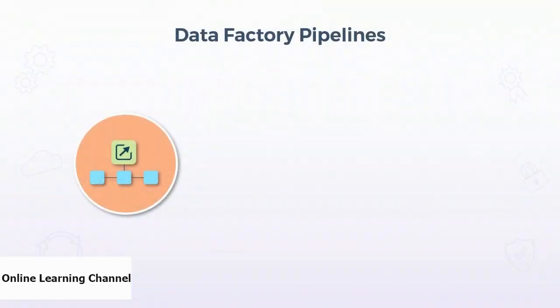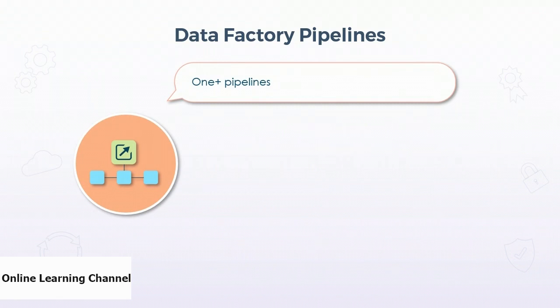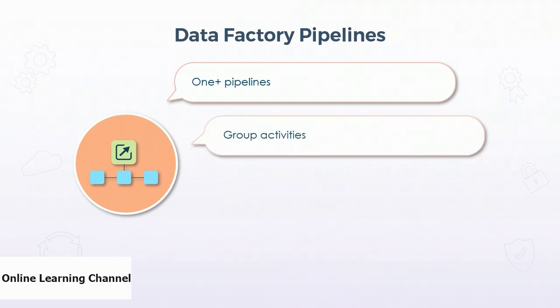Let's talk about pipelines in Azure Data Factory. First, it's useful to note that a single implementation of Azure Data Factory can have as many pipelines defined as you want. Now, the purpose of a pipeline is to define a workflow, and workflows have steps. In Azure Data Factory, a step is implemented as an activity. So a pipeline provides a mechanism to logically group and order activities.